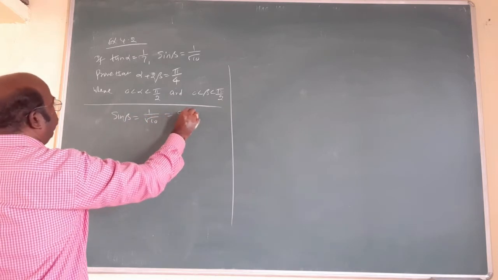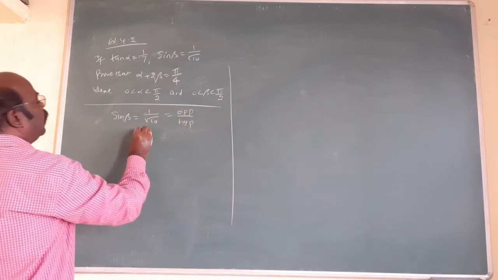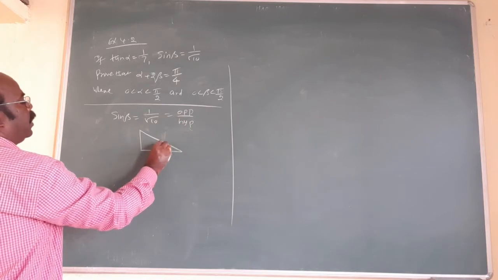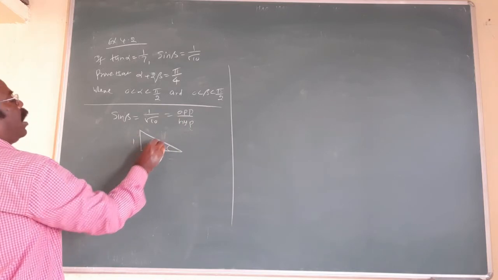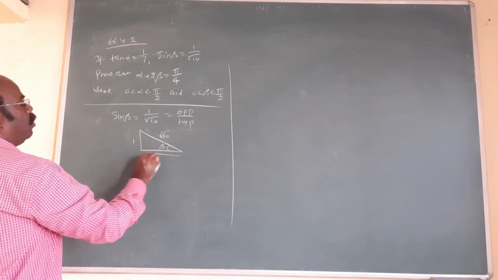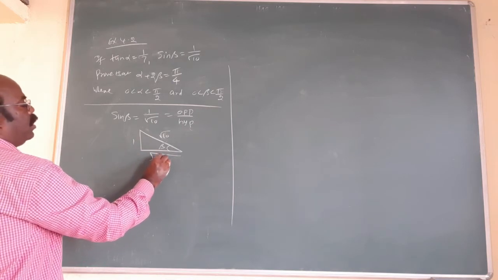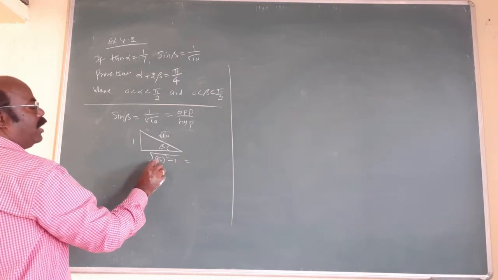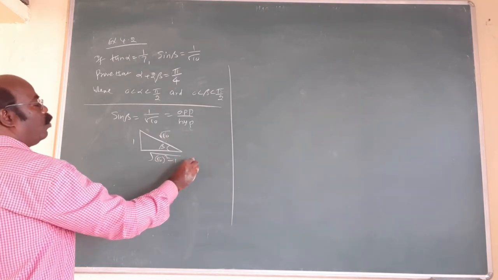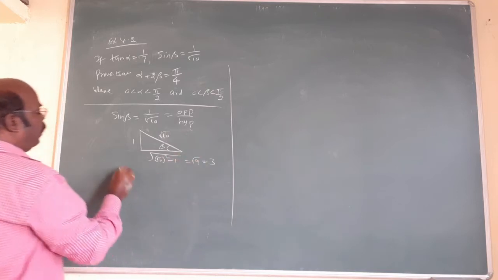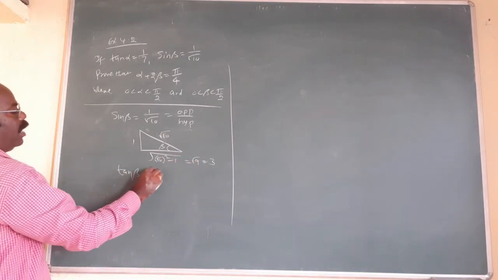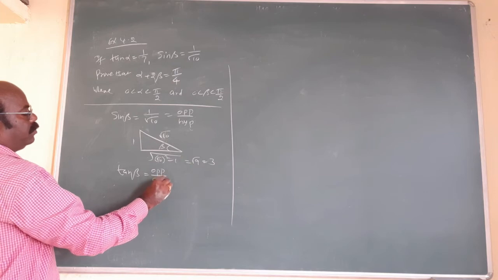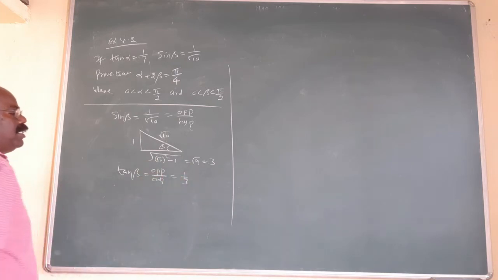This is opposite by hypotenuse in a right angled triangle. This is the triangle, this is beta. Opposite is 1, hypotenuse is root 10. We want the adjacent side, so what is the formula? Root of root 10 whole square minus 1. Root 10 whole square is only 10. 10 minus 1 is 9, root of 9 is 3. We want tan beta. What is the formula? Opposite by adjacent. That is tan beta equal to 1 by 3.